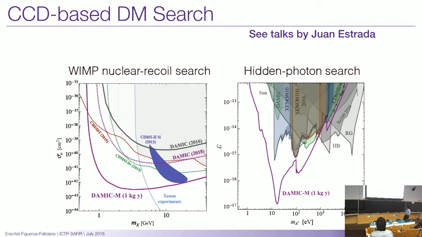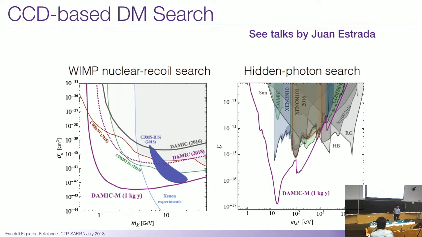And tomorrow we will talk about other types of dark matter searches. We'll talk about hidden photons, and that's another region where this type of technology is very interesting. Okay, so I won't say anything more about those 2, but those are 2 interesting ones that you'll hear more about in the next 2 or 3 days.